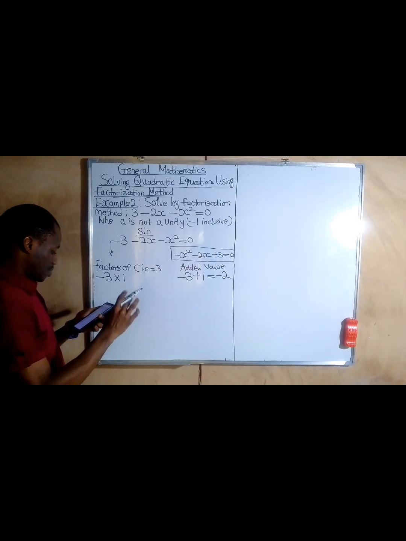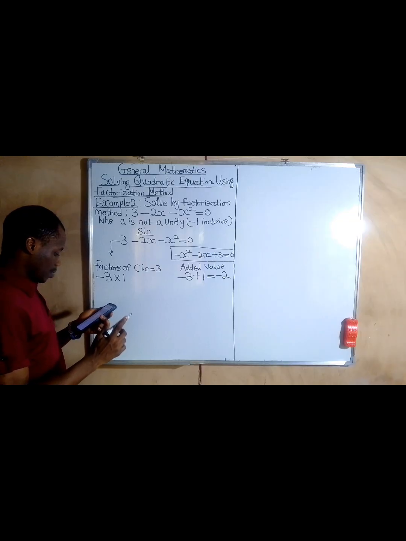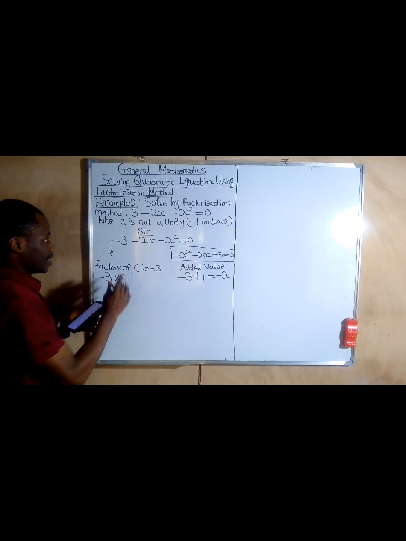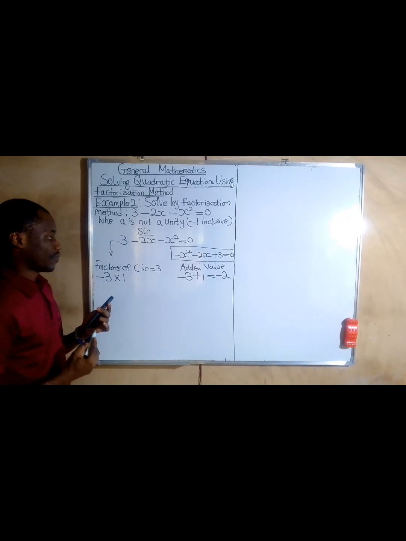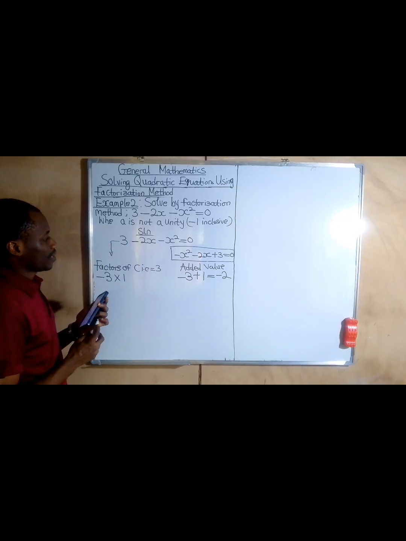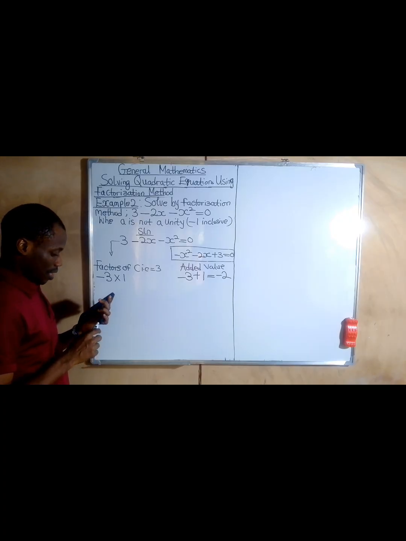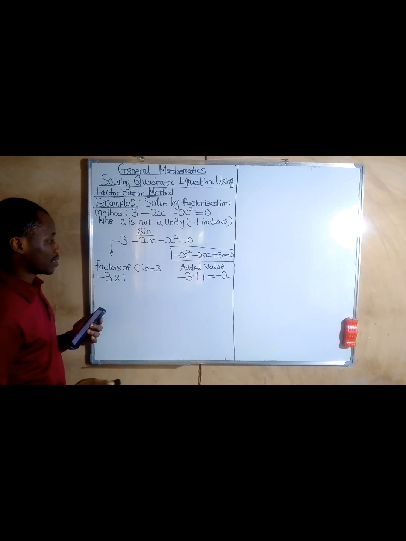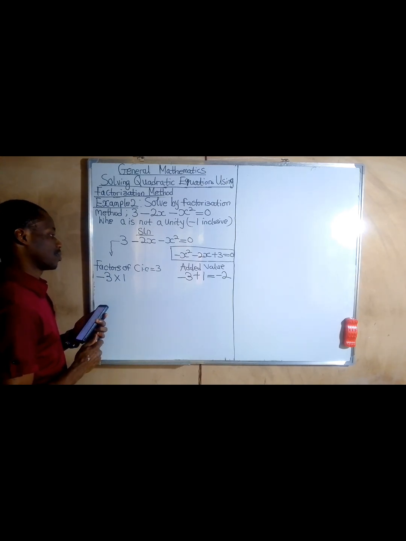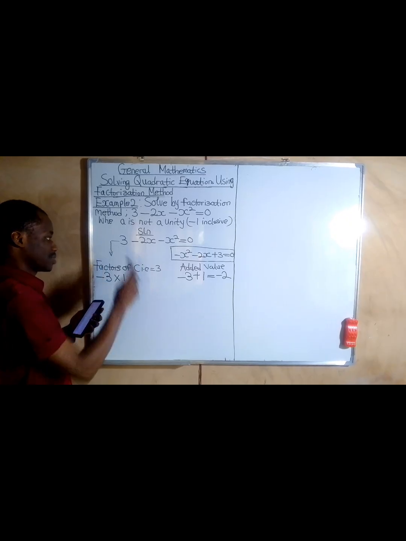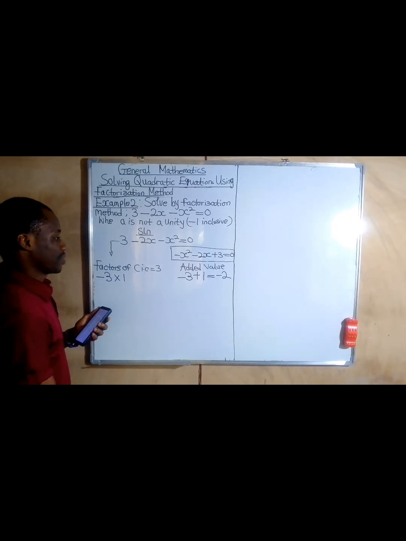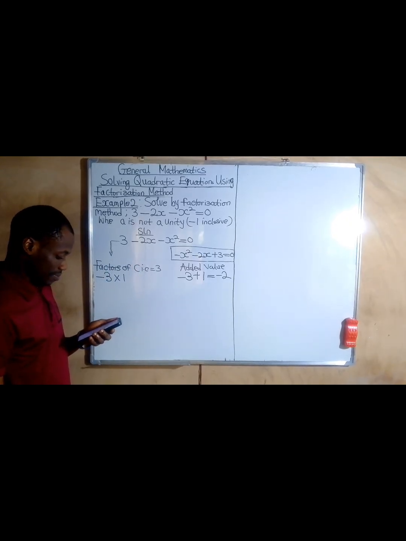So now, what we're going to do is look for that last term, which is the 3 itself. We said you look for factors of that positive 3. And I have said minus 3 times 1 is minus 3. But what is here is positive 3. Then we said minus 3 plus 1 gives us what? Minus 2.